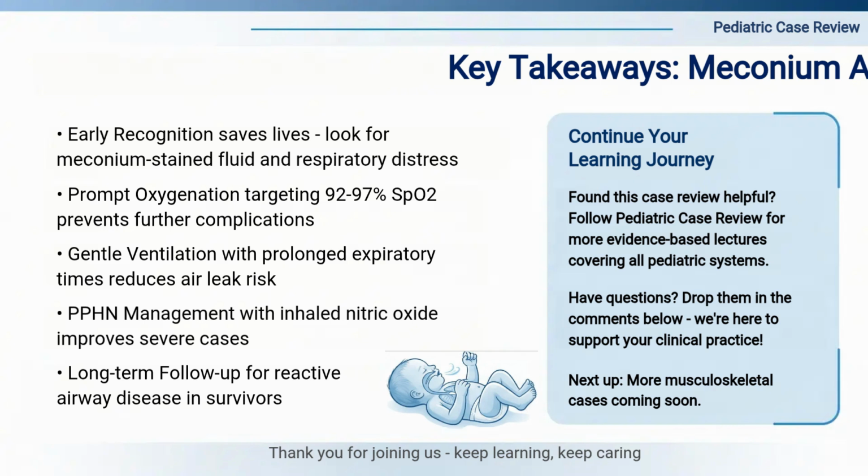Second, prompt oxygenation targeting 92 to 97% oxygen saturation prevents further complications. Avoid 100% oxygen. Third, gentle ventilation with prolonged expiratory times reduces air leak risk, which affects up to 40% of severe cases. Fourth, persistent pulmonary hypertension of the newborn management with inhaled nitric oxide is essential in severe cases. Fifth, long-term follow-up is necessary because survivors have a 2 to 3 times higher risk of reactive airway disease.